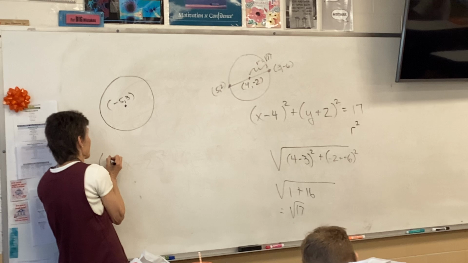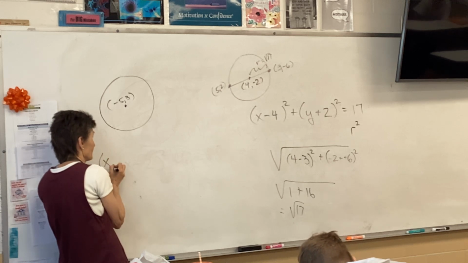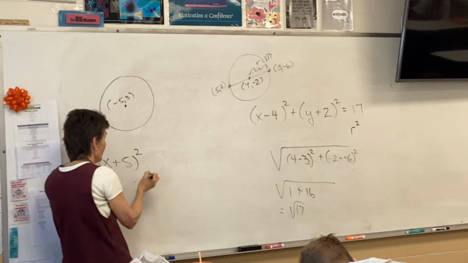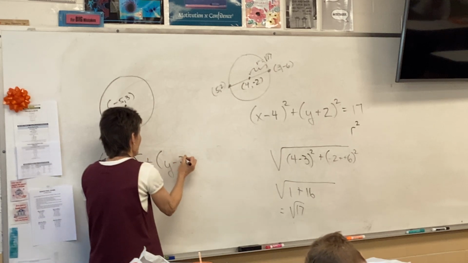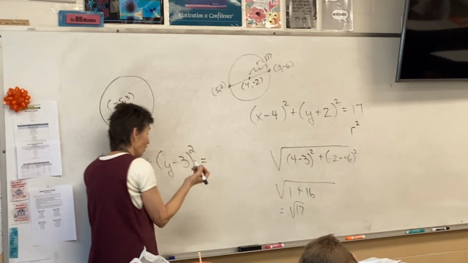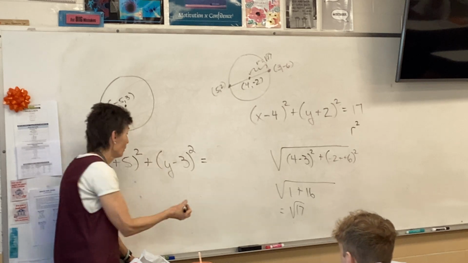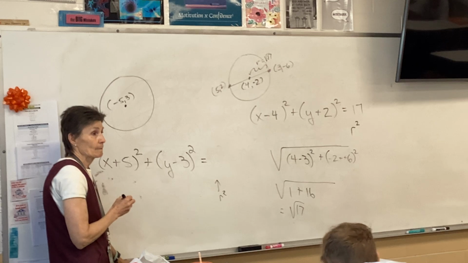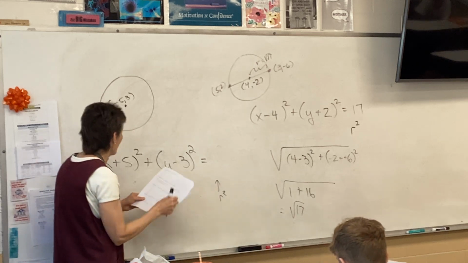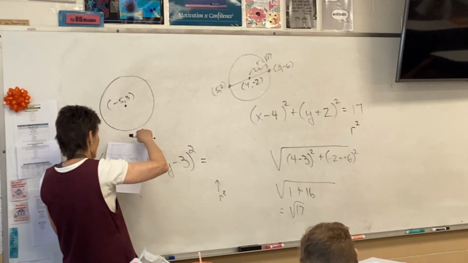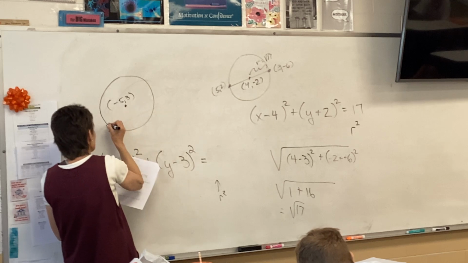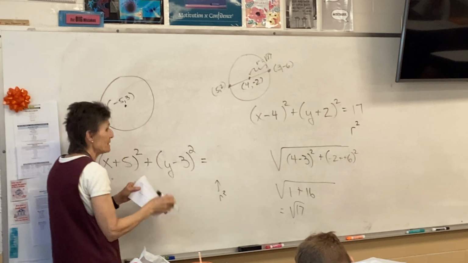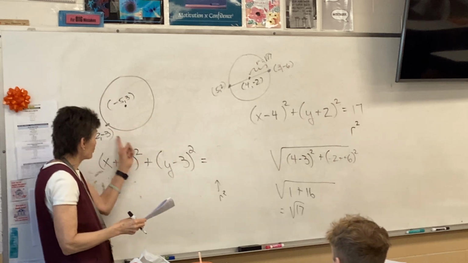Parentheses, x plus 5 squared plus y minus 3 squared. And all I need to figure out is, what's my radius squared over here, right? Now, what else do I know? I know the circle contains the point negative 2, negative 3. Now, what that means is the circle goes through that point.